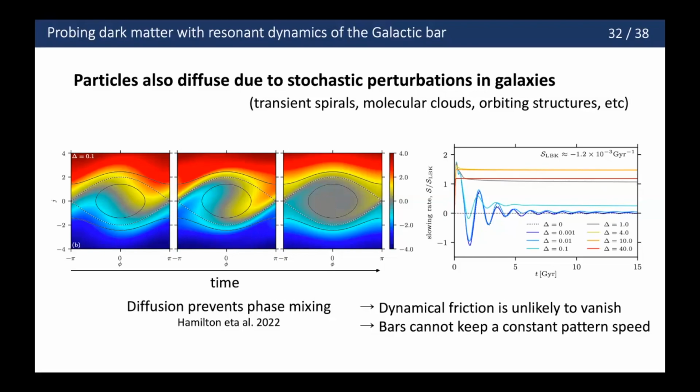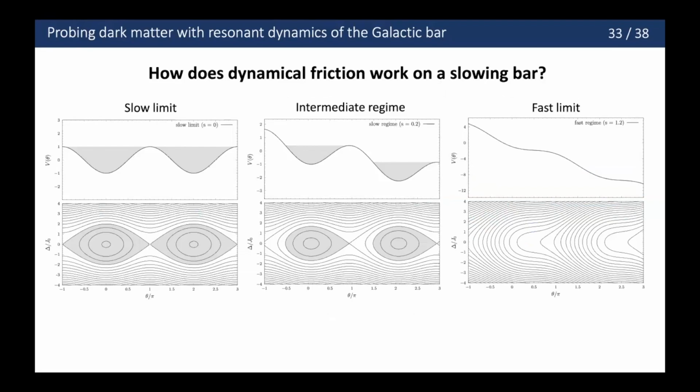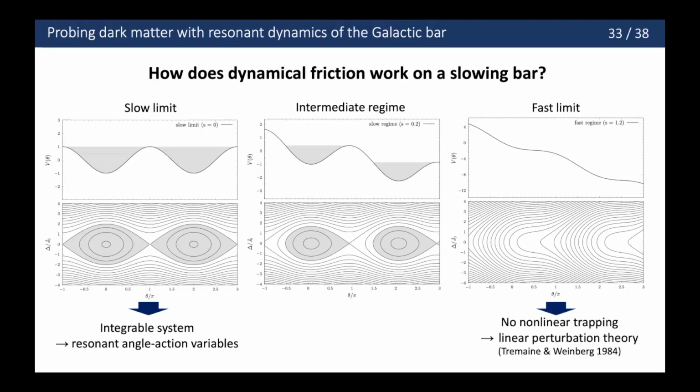And this takes us to our next point, which is now how does dynamic friction work when the bar is just slowing down and the resonance is sweeping? So far I've been working on the so-called slow limit, where the pattern speed was just constant. And in this case, I've shown you that I can approximate the system with an integrable system and solve the dynamics analytically. Now, in the opposite limit, which we call the fast limit, this is the limit where the bar is slowed down too rapidly, then there will be no nonlinear trapping. So actually, the linear theory works well again. And this was first described by Chiba and Weinberg.